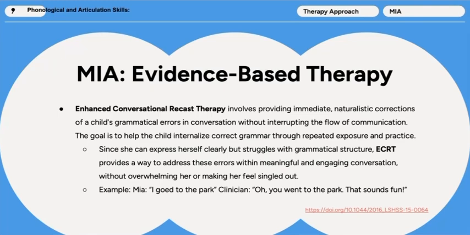So, an example of this would be Mia says, I go to the park. And then the clinician would say, oh, you went to the park? That sounds fun. So, essentially, what you're doing is the therapist repeats back what they say, but they correct the errors. So it kind of models the correct usage for her. And then she can just essentially copy it back the correct way.